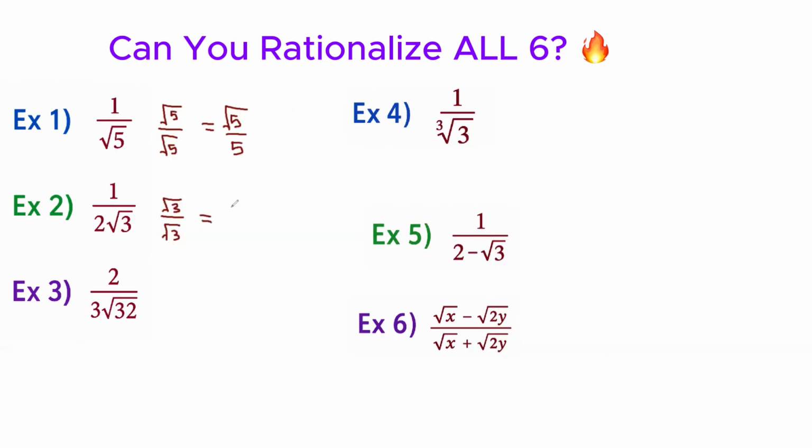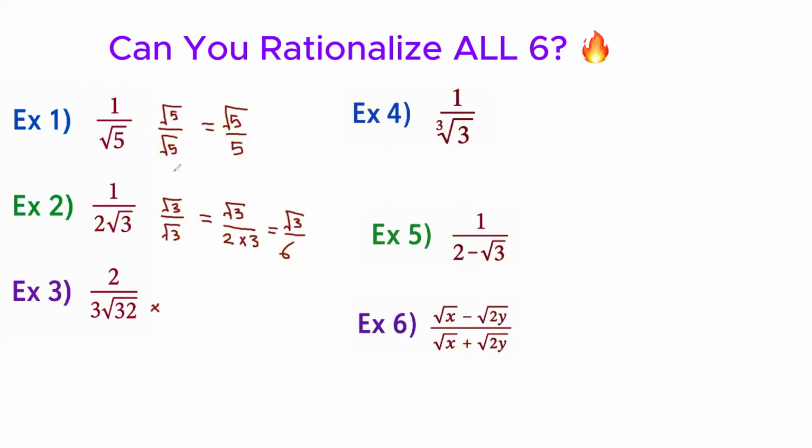So 1 times root 3 is root 3. And 2 root 3 times root 3, the 2 is there, and root 3 times root 3, as we agreed, is 3, or root 9, which is 3. And then 2 times 3 is 6 on the bottom, so this is root 3 over 6. How about this one here?